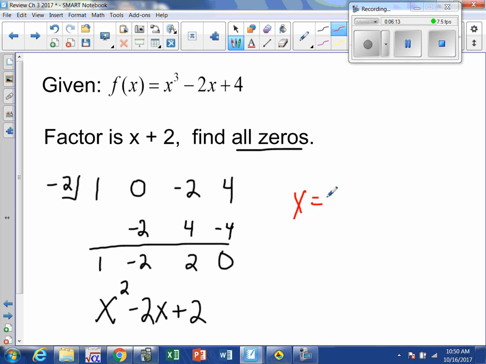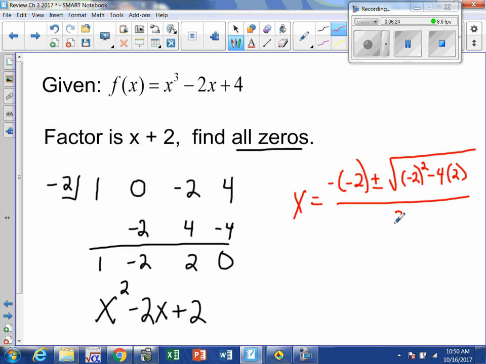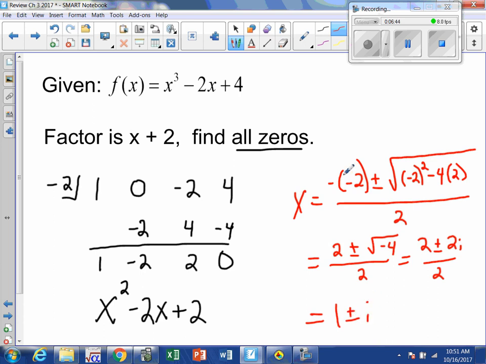So the quadratic formula is minus b plus or minus the square root of b squared minus 4ac, all over 2a. So this just becomes 2 plus or minus the square root of -4, over 2. And the square root of -4 is 2i, over 2. So then this simplifies to 1 plus or minus i.